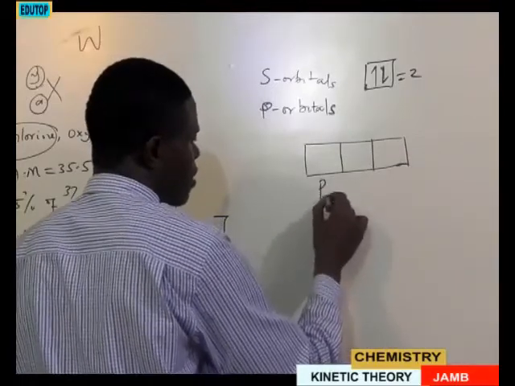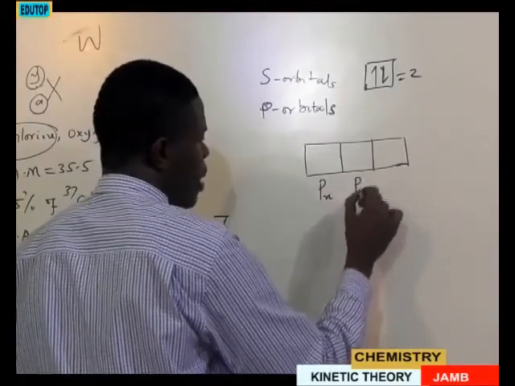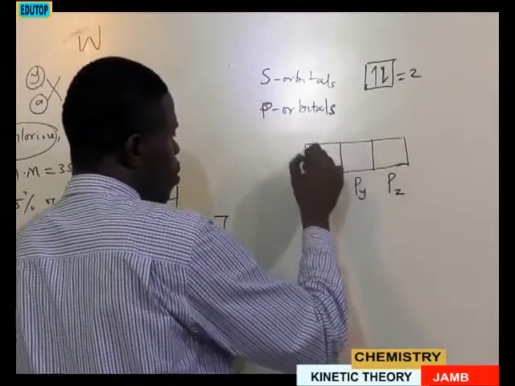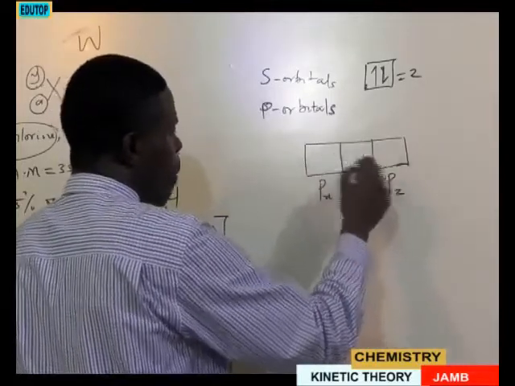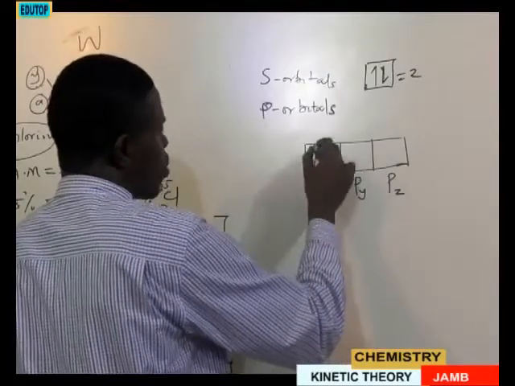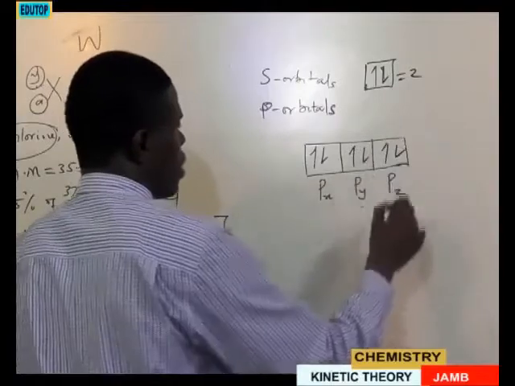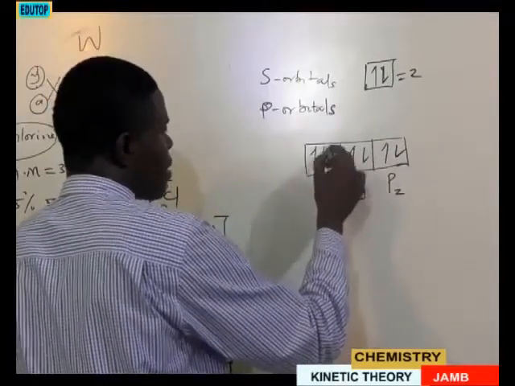The first one is px, the second one is py, and the last one is pz. In this situation, each suborbital must be occupied by 2 electrons. 2 electrons, 2 electrons. Do you know why I'm inversing this?